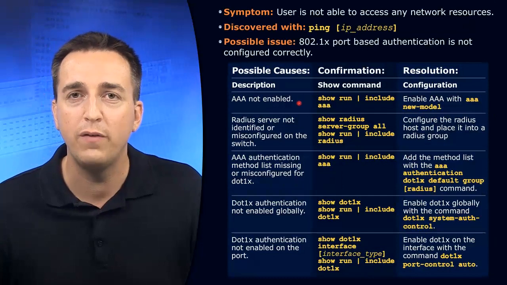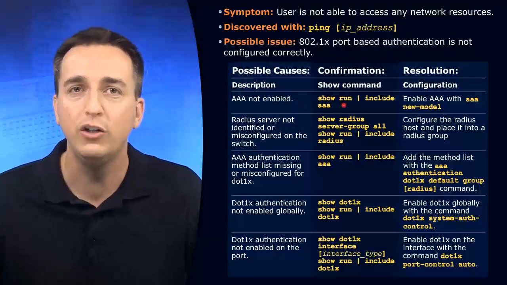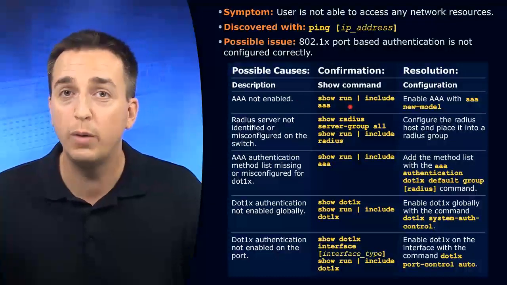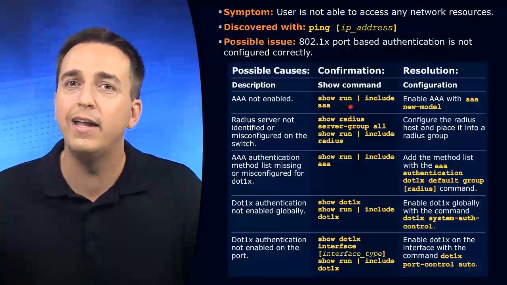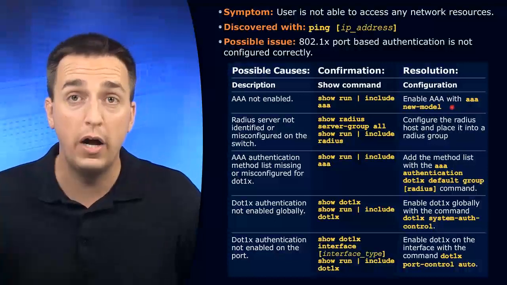Well, if you want to verify whether AAA is enabled or not, you're going to use show run pipe include AAA. And if you don't see any output in the running config related to AAA, then you don't have AAA enabled. To enable it, you type in aaa new-model.